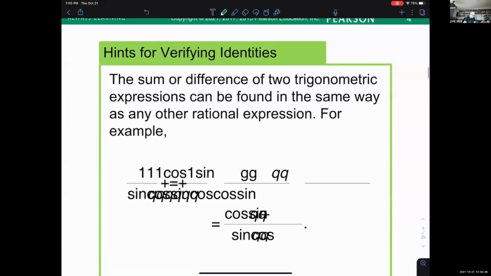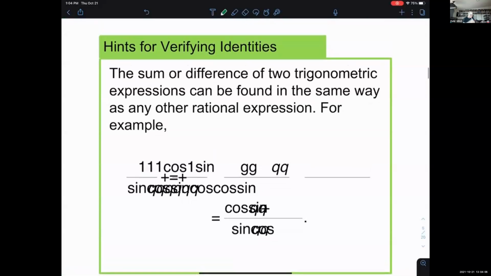Now, this is so mistyped on the slide, it's even hard to read. So let me see what the hint is. The sum or difference of two trigonometric expressions can be found in the same way as for any other rational expression. And then they have a big mess. Well, they're basically saying that if you have two expressions, you can add or subtract them, whether there are trig functions in them or not. For rational expressions, rational means a fraction. That means getting a common denominator or something like that.